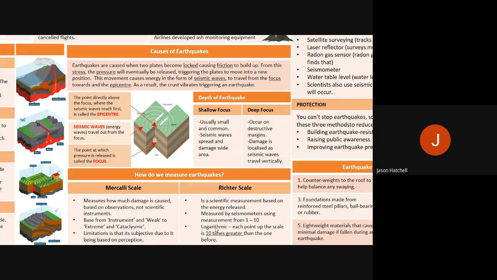It has limitations in that it is subjective. So we said earlier, it is very, very much opinion-based, and that can lead to problems because different people have different opinions. And finally, one thing that's not on there that I will mention is the Mercalli scale is measured using Roman numerals. So it's from I to XII, and that is 1 to 12. 1 being the smallest and 12 being the largest.